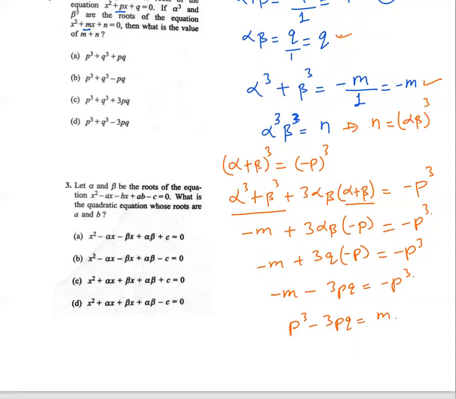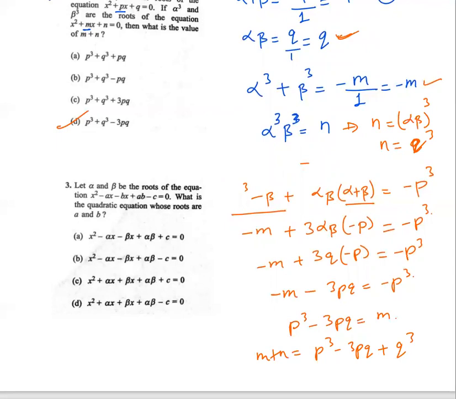Now what is alpha into beta? Alpha into beta is q. Okay, so I can write n is equals to q to the power 3, right? So therefore m plus n is equals to m is p cube minus 3pq plus n is how much? Q cube. So p cube plus q cube minus 3pq. D is the answer.